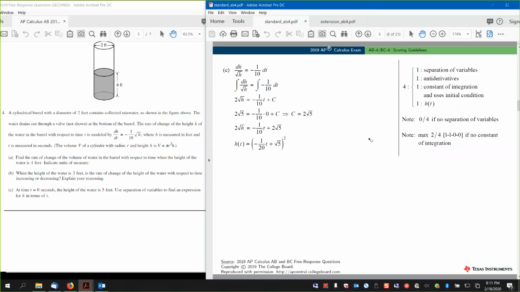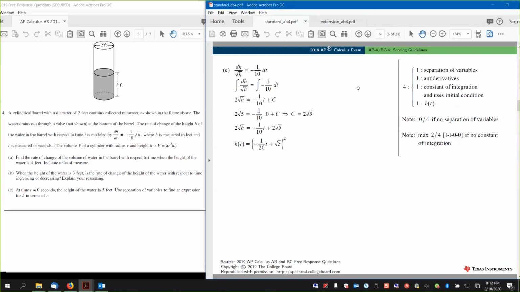Part C was worth 4 points, and the division of these 4 points has become pretty constant now, pretty routine in a differential equation problem. The first point was for separating the variables, for getting all the h's on one side and all the t's on the other. Now, note, if there's no evidence of any separation of variables at all from the student, and some of this is professional judgment, the student would earn 0 out of the 4 points here.